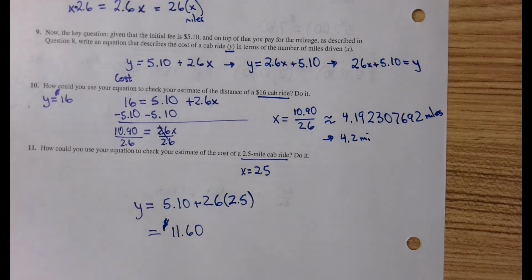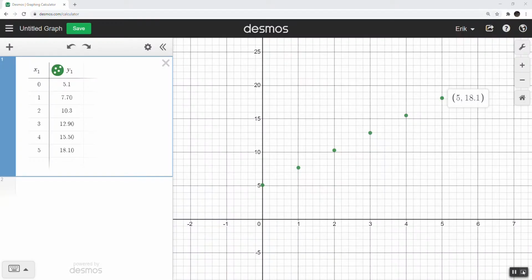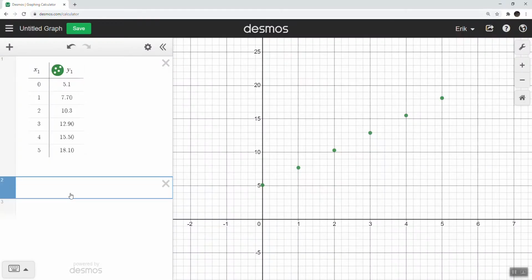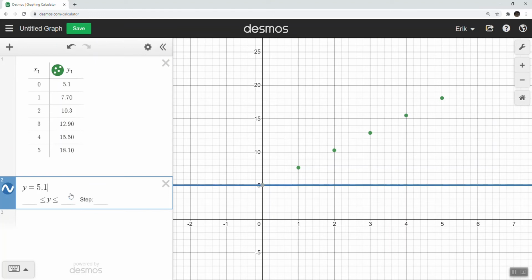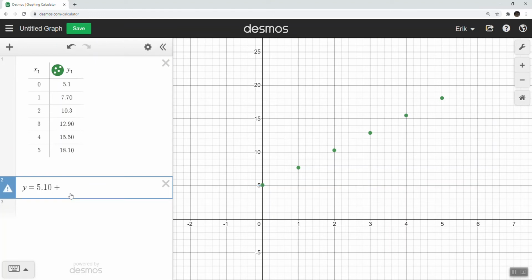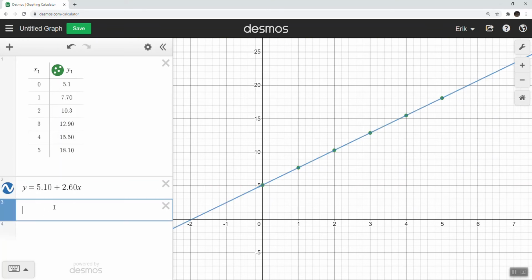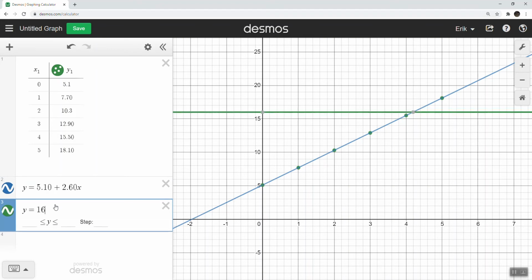Turns out there's a nice way to use Desmos to solve both of these equations. So let's go check that out. In Desmos, I can type in y equals 5.10, we don't need the 0 really, but I'll put it in, plus 2.60 times x. Hey, look at that. The line passes through every single point. That's perfect. Now, we wanted to know for what x value does y equal 16. So I type in y equals 16, and you can see this green line is intersecting the blue line at the exact value we found when we did the algebra.